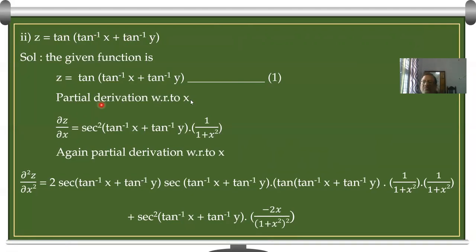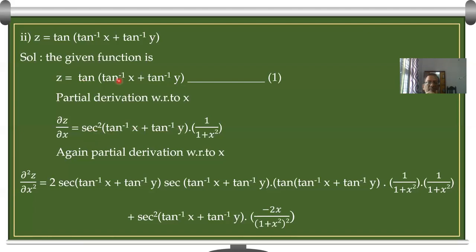I am applying partial differentiation with respect to x. Therefore, dou z by dou x is equal to the derivative of tan. Here we have an inner function. Tan is the original function, and the inner function is tan inverse x plus tan inverse y. We have two functions here: one is the tan function, and after that the inner function. Therefore, the derivative of tan is sec square of tan inverse x plus tan inverse y, as it is.